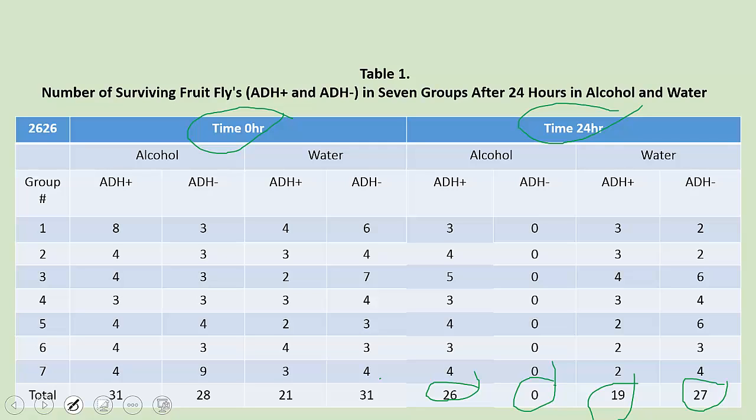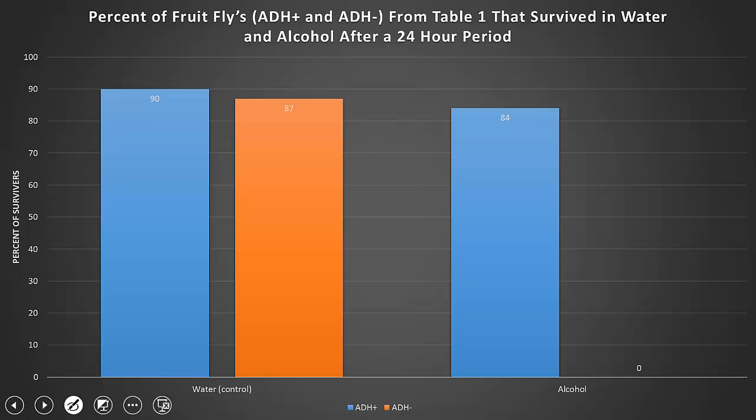From the table, we can see that the flies that did not have the protein that metabolizes ethanol died, and the ones that did survived after the 24-hour period. This graph represents the percent of flies that survived after a 24-hour period.